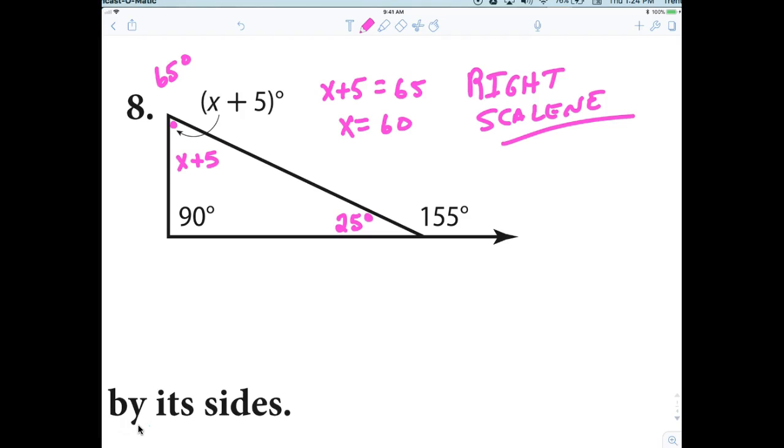But why is it 60? Because this right here is defined, Ben, as x plus 5. That's algebraically what we say that angle is. Numerically, what's that angle measure? And those two things are equal. You with me on this? So now, if I let x be 60, that angle measure is 65 degrees. You with me on this?